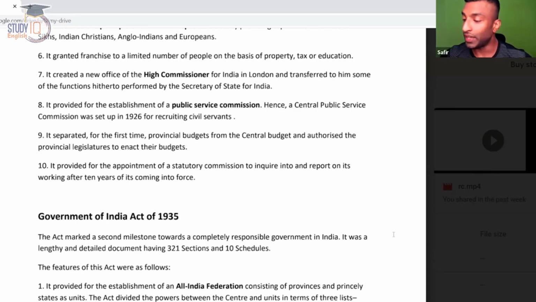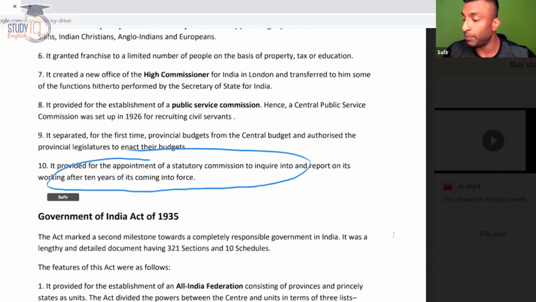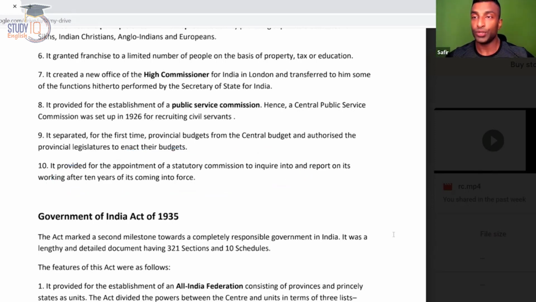So there is a provision, right? After 10 years, there will be a committee appointed to inquire into the report on the working of this. And then there will be further devolution of power. So that is why the Simon Commission was appointed. But the problem with the Simon Commission was there were no Indians. The Simon Commission was actually for further devolution of power, but there were no Indians in it. So what happened? The Congress rejected it.